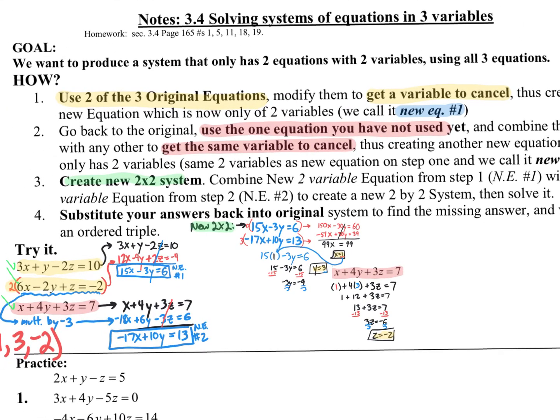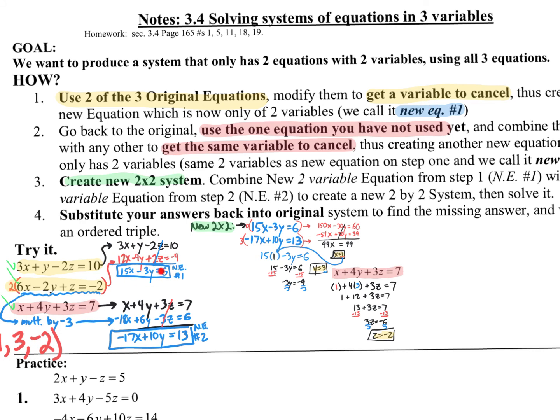But again, the process, a final reiteration of these instructions: use 2 of the 3. I picked these 2 yellow ones. I didn't have to pick the first 2, I just decided to. I could have picked the first and the third, I could have picked the second and the third, but I picked the first 2, and I decided to cancel out a variable. That variable was the letter Z, producing new equation number 1, and that is step 1.